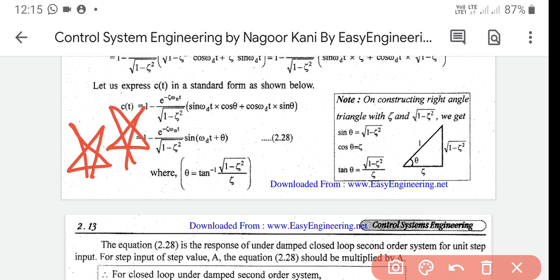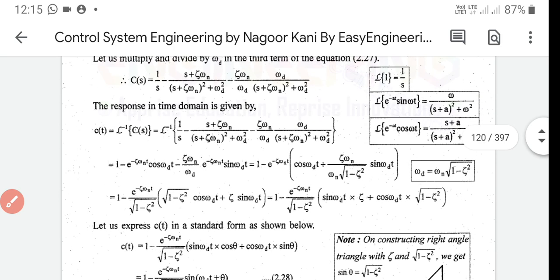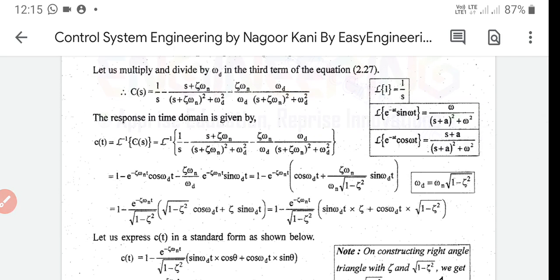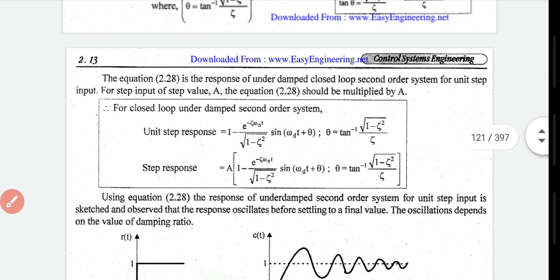Okay, all of you should remember the formulas. So what is the formula for omega d? So here you have written omega d is equal to omega n into square root of 1 minus zeta square. Okay, so you have to remember these formulas. So Laplace transform of e power minus at into sine of omega t. So you have to remember this formula. Laplace transform of e power minus at into cos of omega t. Okay, so you have to remember all these formulas while deriving the response of a second order system.